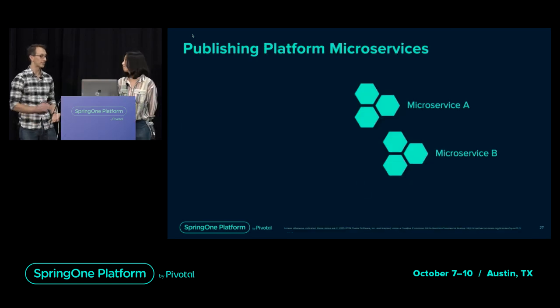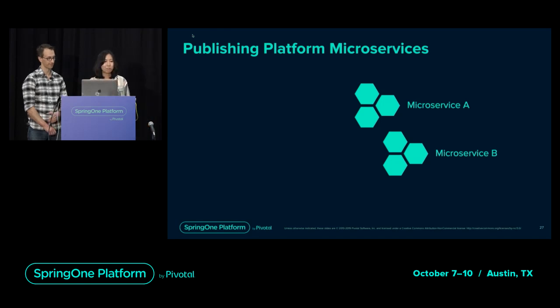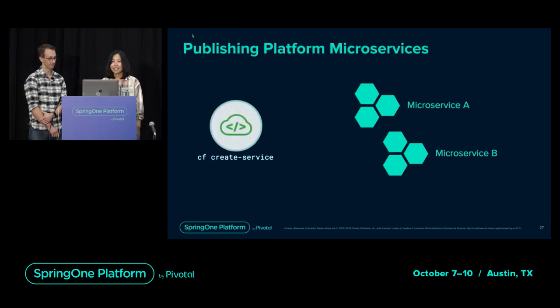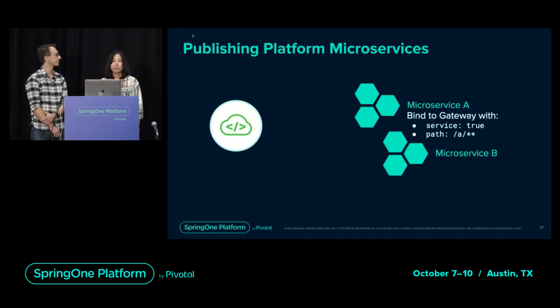OK, so let's say I have some microservices running on the Pivotal platform. How do I publish those through Pivotal Spring Cloud Gateway? First, create a service instance. You can use the normal CF create service command, and then bind the microservice to the gateway instance. The only configuration we really need at this point is to know that this is a service to be published and the API path to route requests to. We can default a lot of information for you on your behalf.